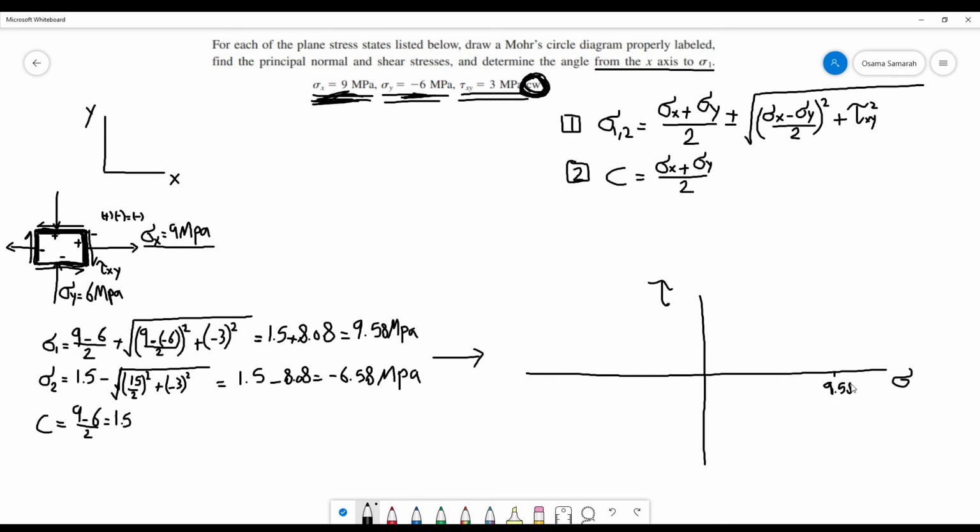9.58. This is sigma 1. Sigma 2, since it's negative 6.58, is somewhere, let's say here, negative 6.58. And the center is 1.5. So it's somewhere here, 1.5.